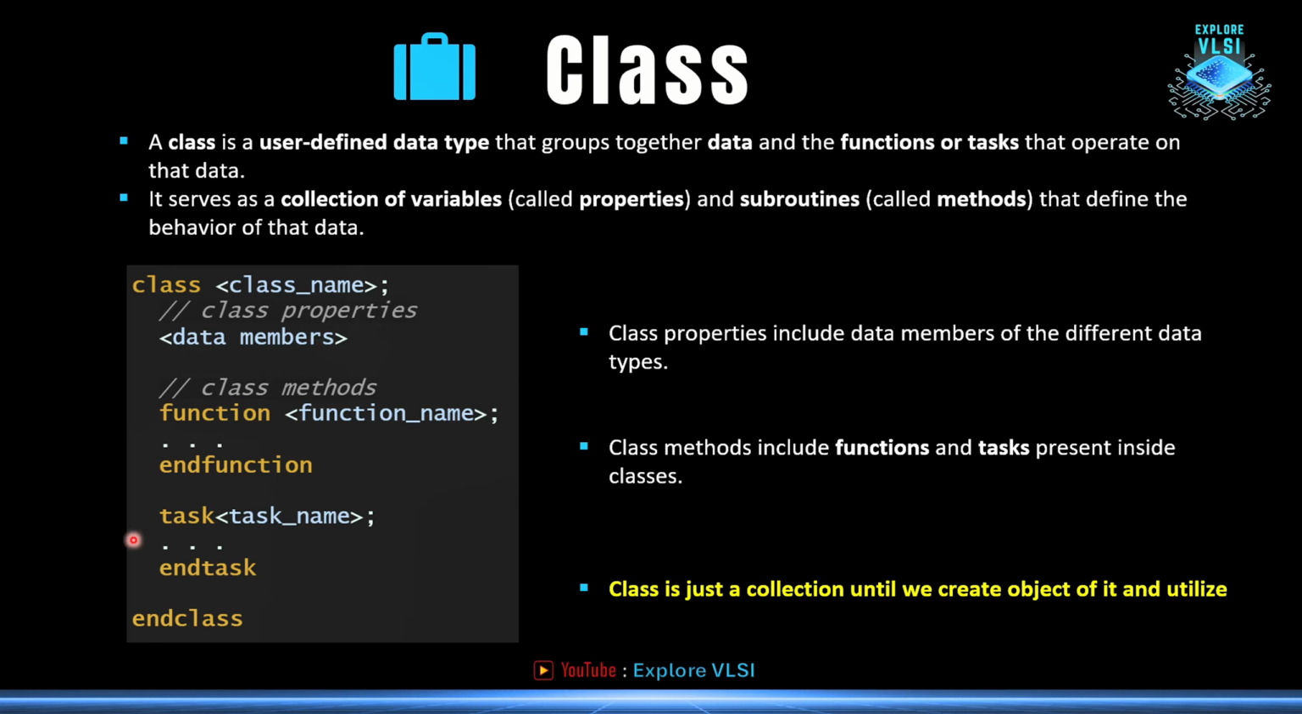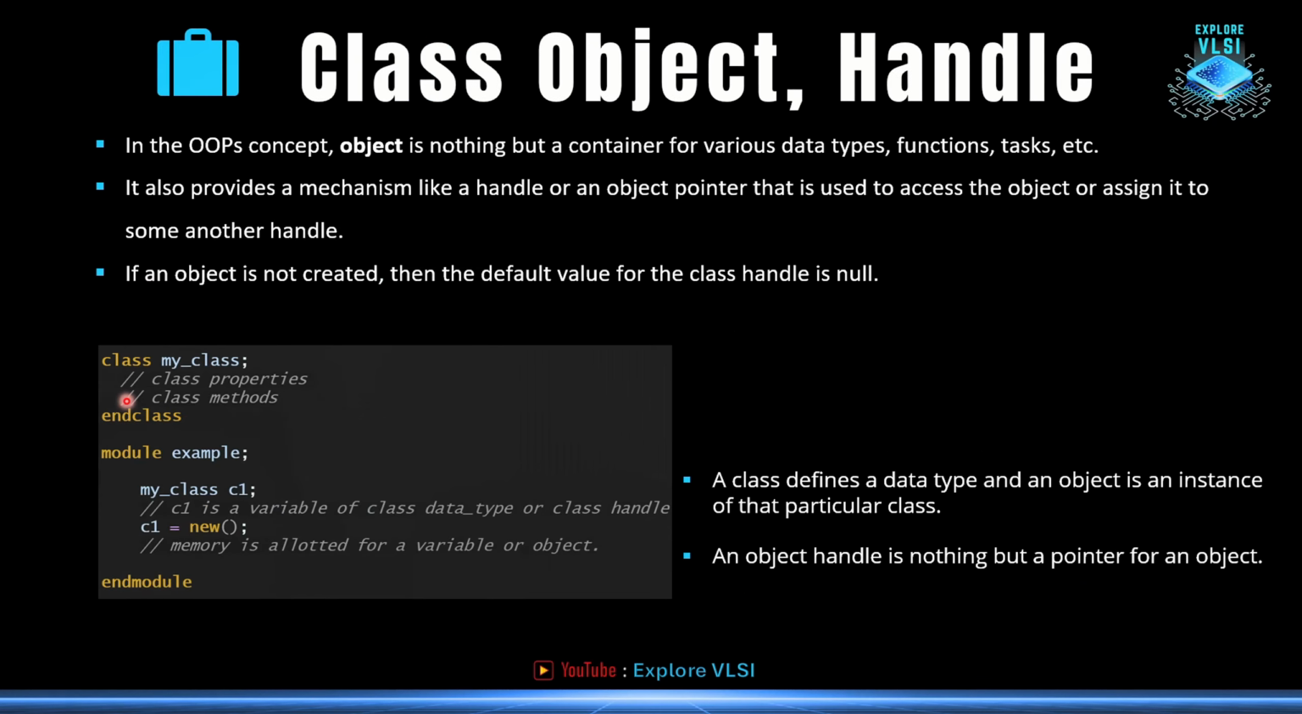This class what we have created here is just a collection until we create an object of this in the outside world and we utilize it. That we need to understand next, that is class, object and a handle. In object oriented programming, the concept of object is nothing but it is a container which has different data types and functions and tasks, etc.